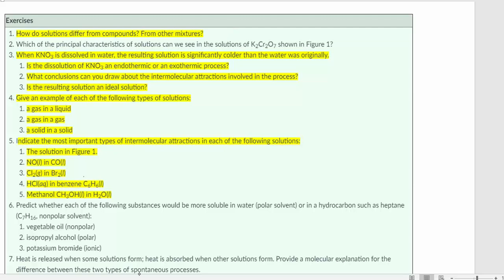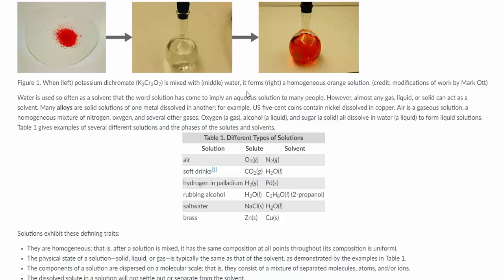Number 2, which of the principal characteristics of solutions can we see in the solution of potassium dichromate that's shown in Figure 1? Here's Figure 1, and here are my principal characteristics at the bottom. After the solution is mixed, it has the same composition at all points. We can see that. The physical state is typically the same as the solvent. Here we can see that there is liquid as the solvent and liquid as the solution. The components are dispersed on a molecular scale.